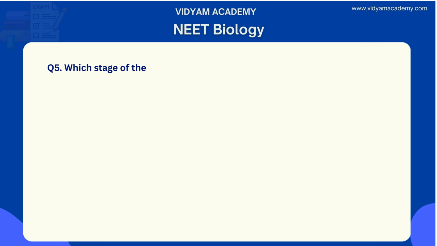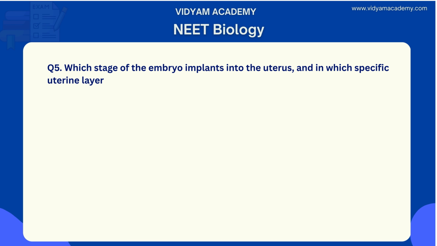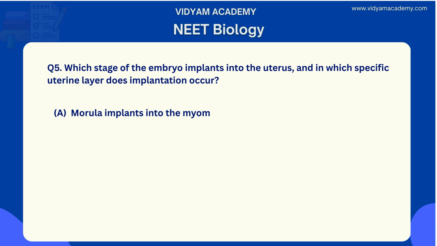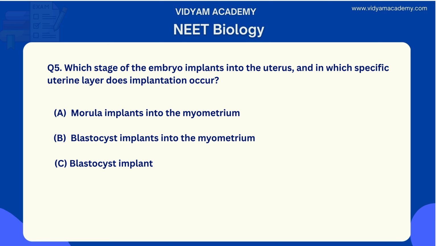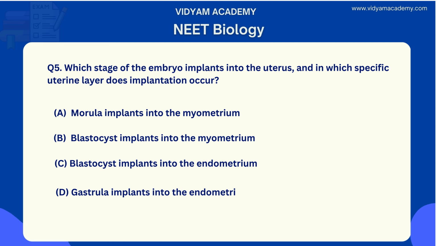Let's move to question number 5. Which stage of the embryo implants into the uterus and in which specific uterine layer does implantation occur? Option A, morula implants into the myometrium. Option B, blastocyst implants into the myometrium. And option C, blastocyst implants into the endometrium. Option D, gastrula implants into the endometrium.